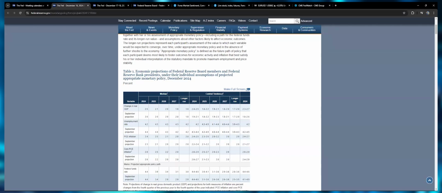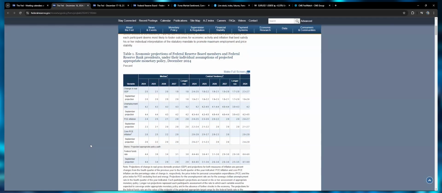The other point that we need to touch base on is quantitative tightening. I forgot to talk about that, but in addition to the rate changes, the Fed will continue its policy of QT, quantitative tightening, basically involving reducing its holdings of treasury securities and MBS, mortgage-backed securities.